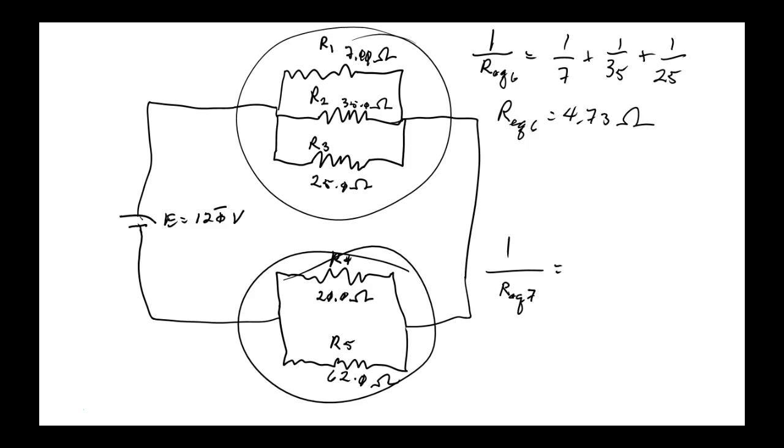Okay. All right, so how do we find our REQ7? 1 over 20 plus 1 over 62. Now this we know is just going to be something less than 20, okay? Probably not a whole lot less than 20, but something less than 20. What do you get? 15.1. Okay, and that's ohms.